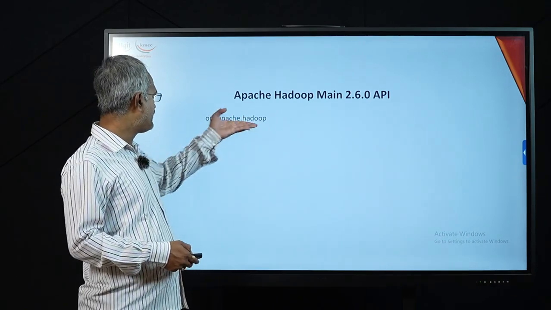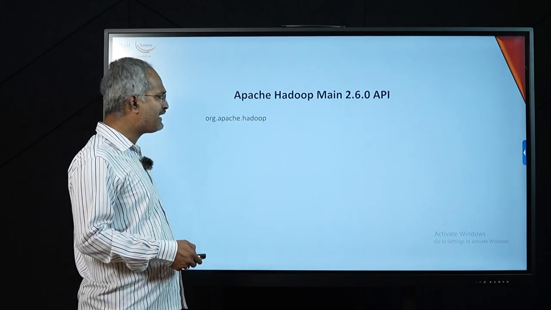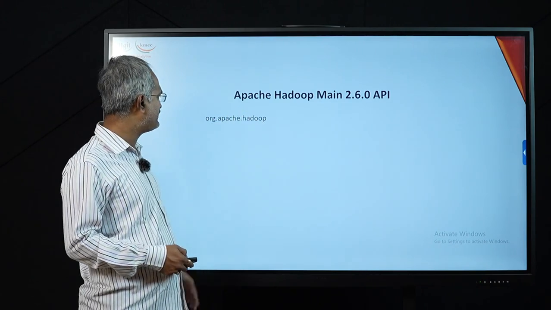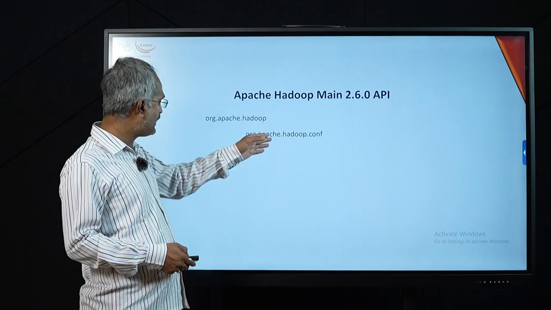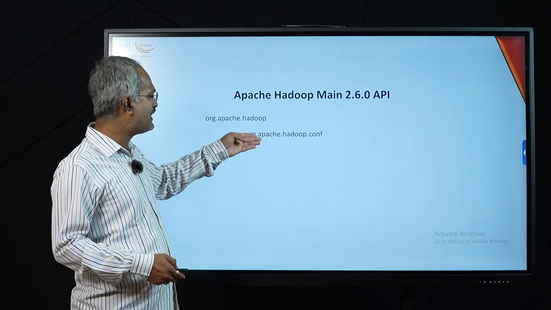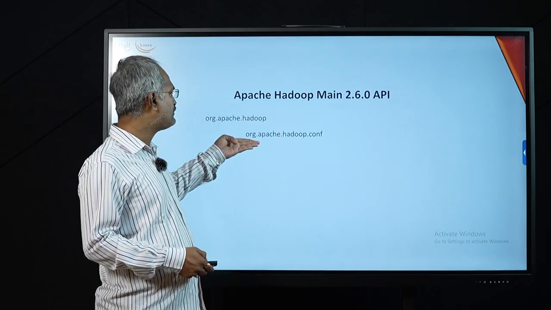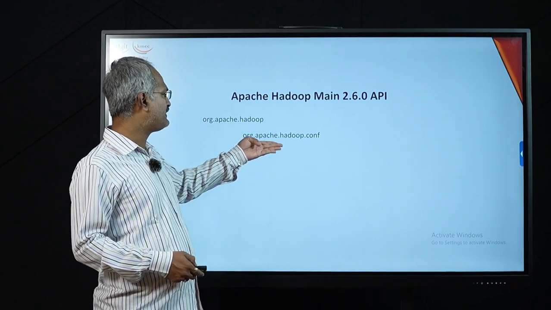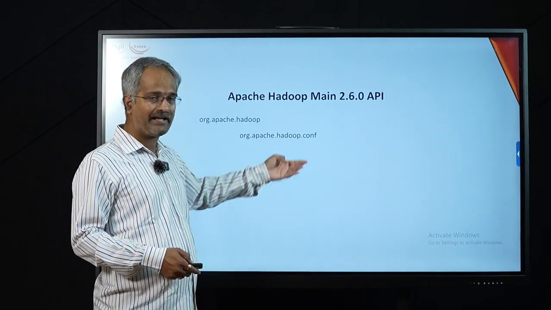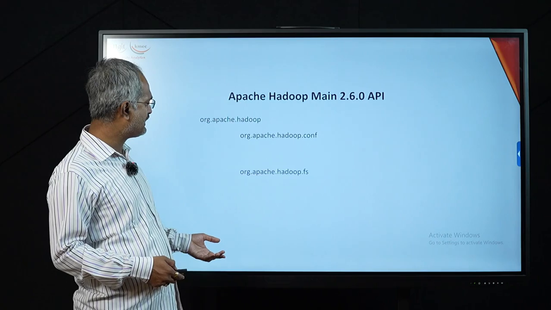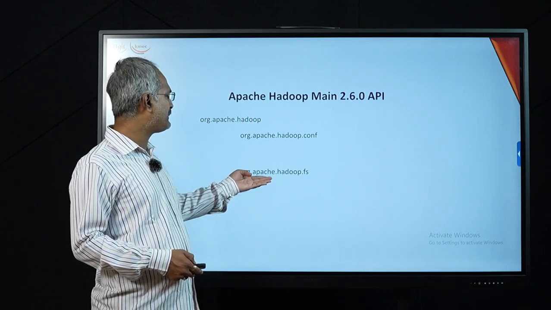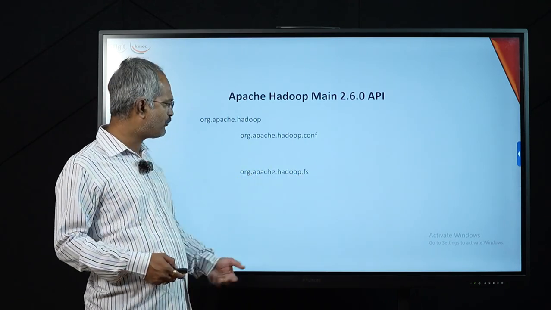In that, org.apache.hadoop is one of the interfaces. Hadoop is the library available. In that, we have different modules. org.apache.hadoop.conf is one package, and org.apache.hadoop.fs is also another module.